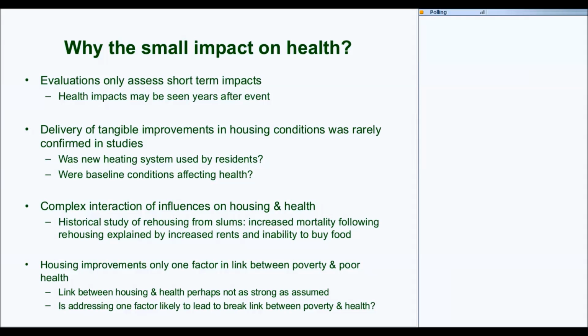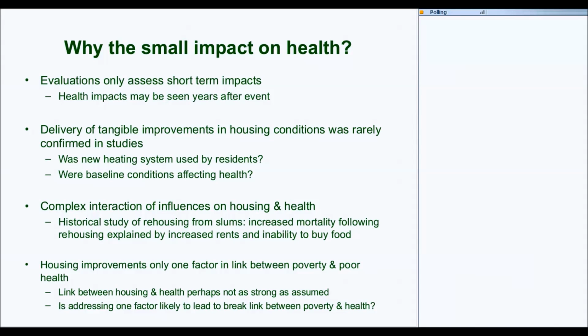When the researchers went back and looked at this in more detail, they found that the people who had moved into the new housing had had their rents doubled. They reported that they weren't able to buy sufficient food to feed themselves, as they were prioritising their family. That was used to explain why you were seeing increased mortality amongst this group, despite moving into better housing. So there are other factors associated with housing improvement that might counter the potential for the housing improvement to actually lead to improved health.